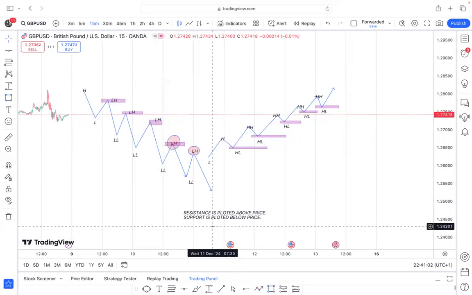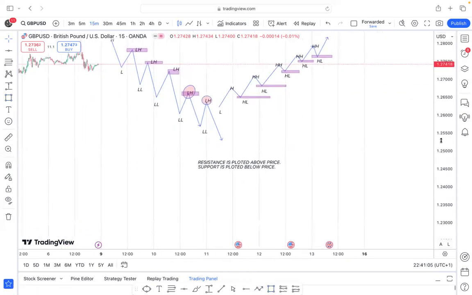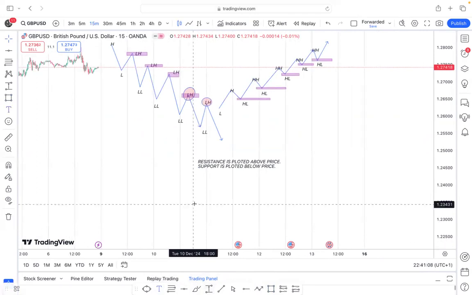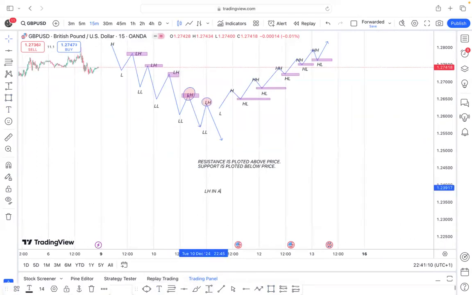Now our lower highs in a downtrend can be identified as our resistance levels, while our higher lows in an uptrend can be identified as our support levels.